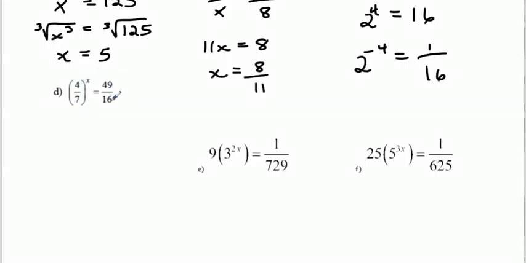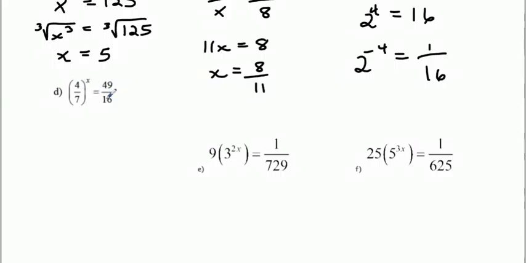Okay, so 4 sevenths to the x equals 49 over 16. Well, if I look at this, 4 to the something equals 49. There is no nice number. 4 squared is 16. 4 cubed is 64. 7 squared is 49. Oh, 7 squared is 49. How interesting.